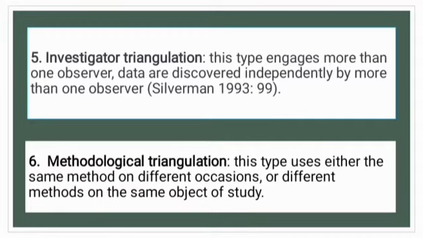Next, investigator triangulation. This type engages more than one observer. Data are discovered independently by more than one observer, according to Silverman, 1993. Next, methodological triangulation. This type uses either the same methods on different occasions or different methods on the same object of study.